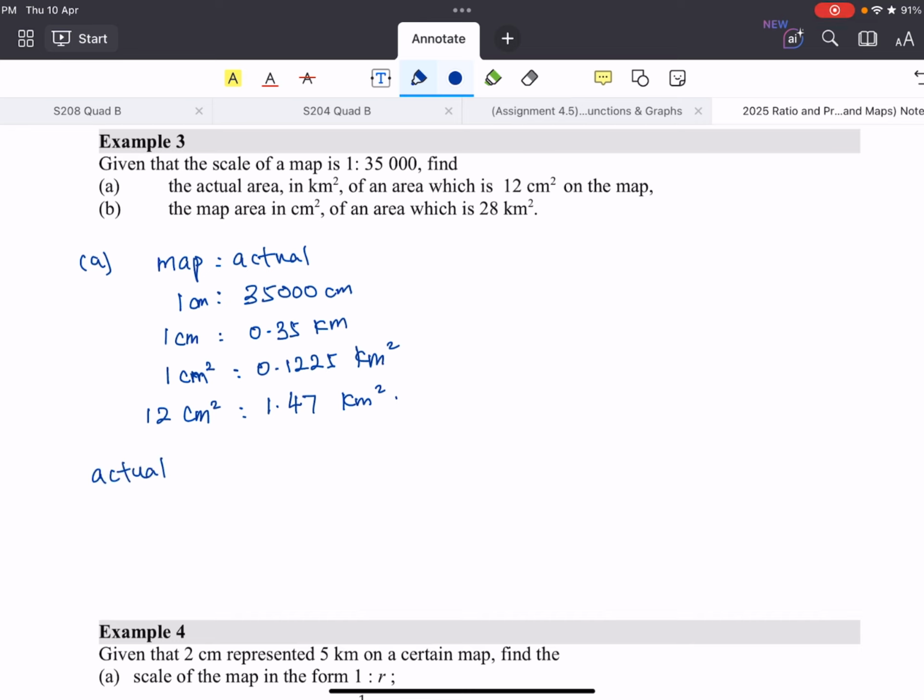So of course, give context, answer the question. The answer is not the ratio. The answer is the actual area. So actual area is 1.47 square kilometers.